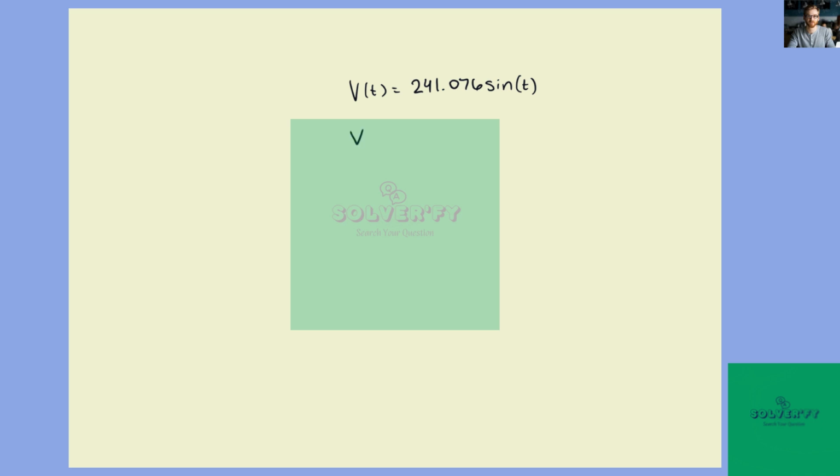So that's going to be 2 years after 2010, which is when we're initially starting. But it's the instantaneous rate of change, so we need to find V prime of t, which is going to be 241.076 cosine of t based on the given model. So after 2 years, V prime of 2 is, since we took the derivative, going to be 241.076 cosine of t.